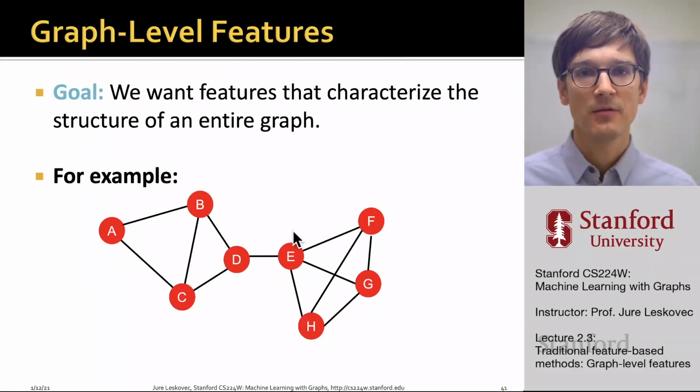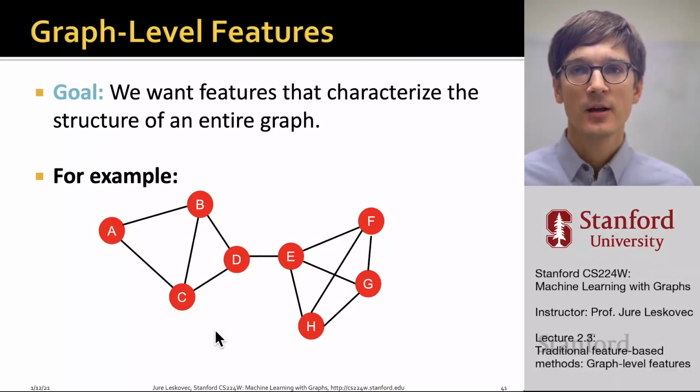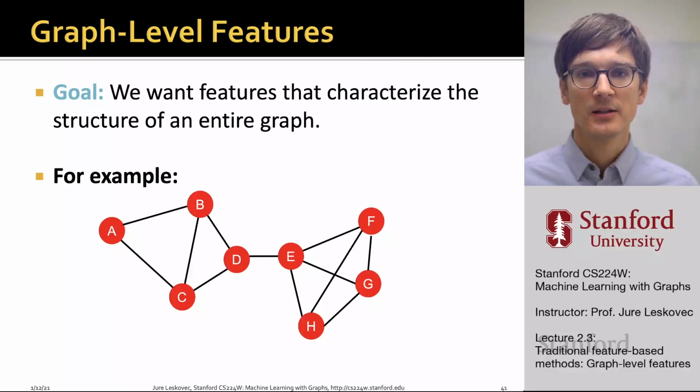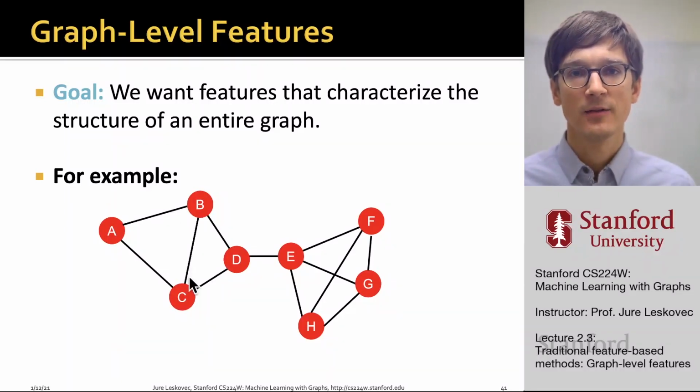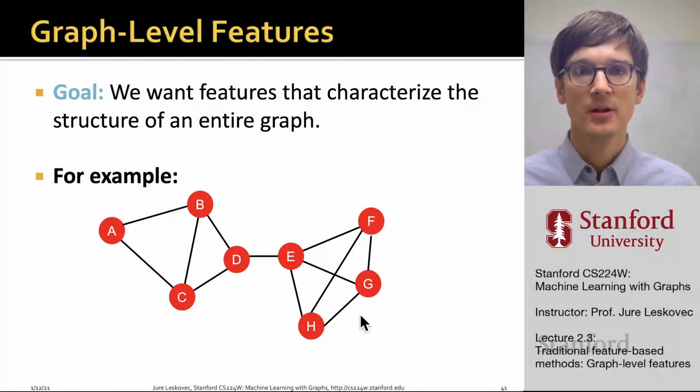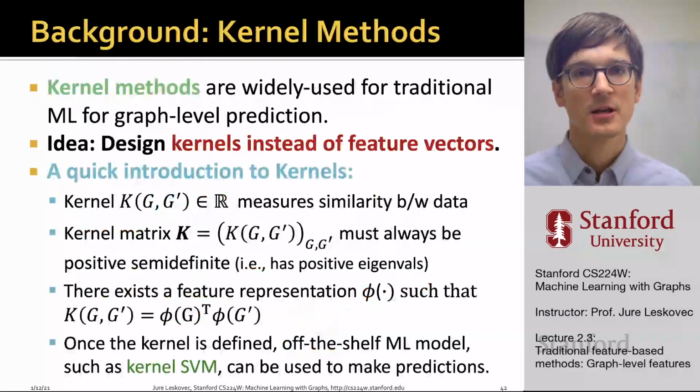For example, if we have a graph like I have here, we can think about, just in words, how would we describe the structure of this graph? It seems it has two loosely connected parts, that there are quite a few edges between the nodes in each part, and that there is only one edge between these two different parts. So the question is, how do we create a feature descriptor that will allow us to characterize the structure like I just explained.